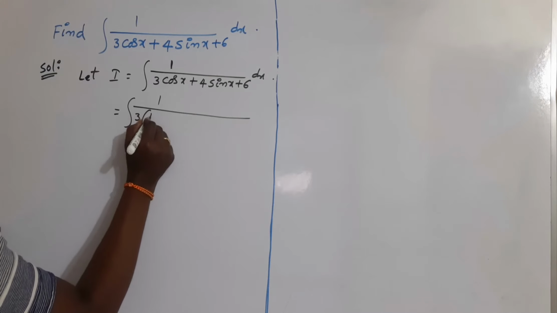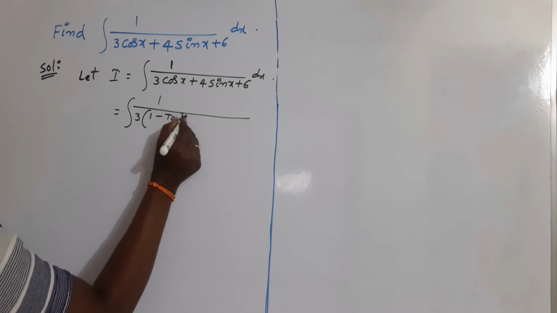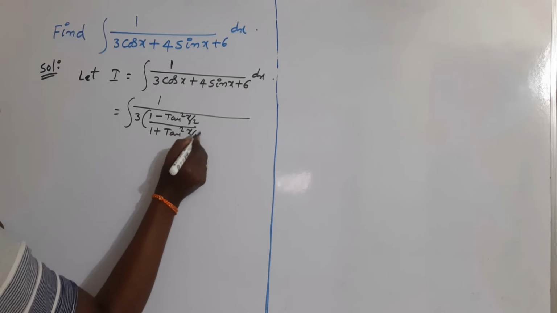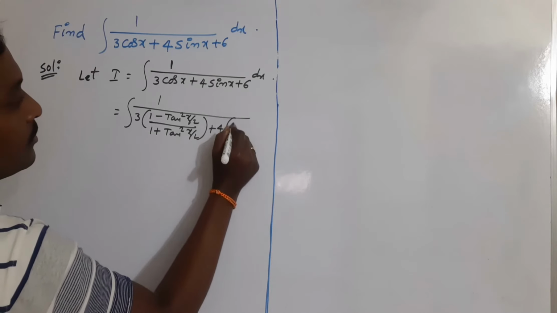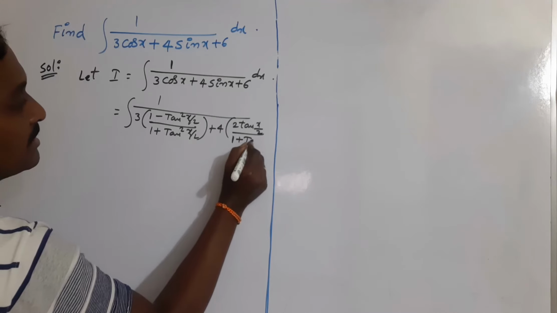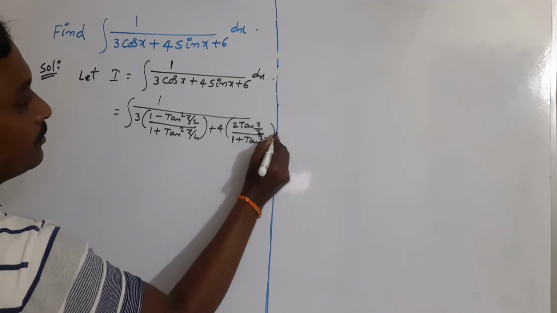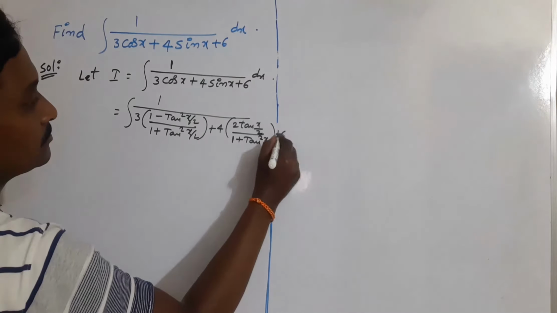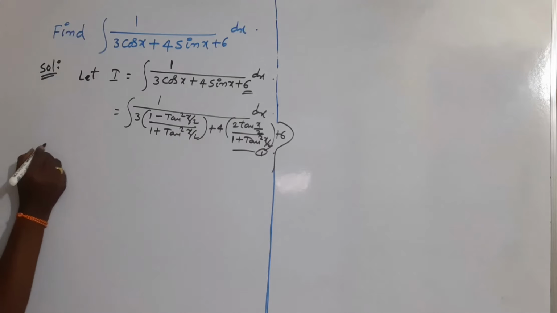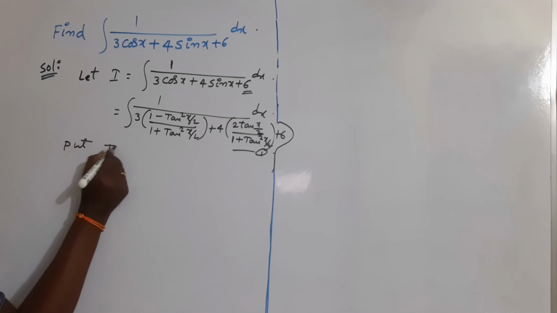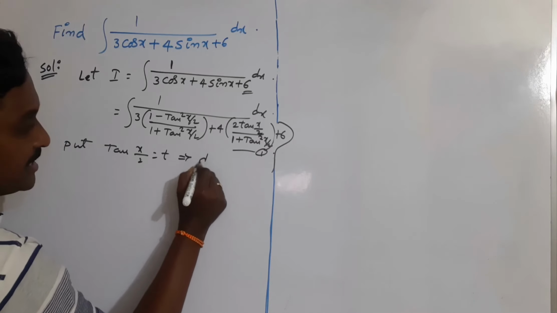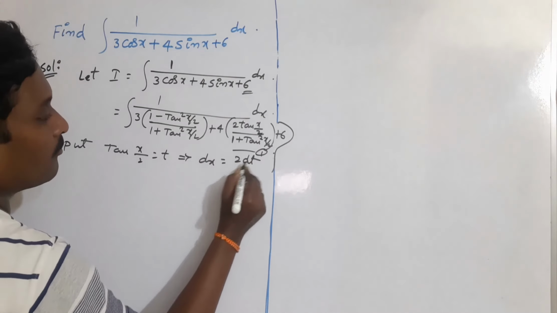So 3 into (1 minus tan square x by 2) over (1 plus tan square x by 2), plus 4 into 2 tan x by 2 by (1 plus tan square x by 2), plus 6 is there. Don't forget this 6, into dx. Take it as equation number 1. So put tan x by 2 is equal to t. Immediately you will get dx is equal to 2 dt by 1 plus t square.